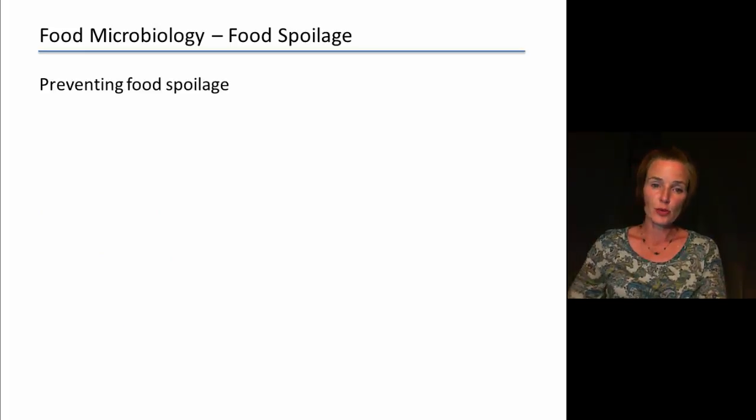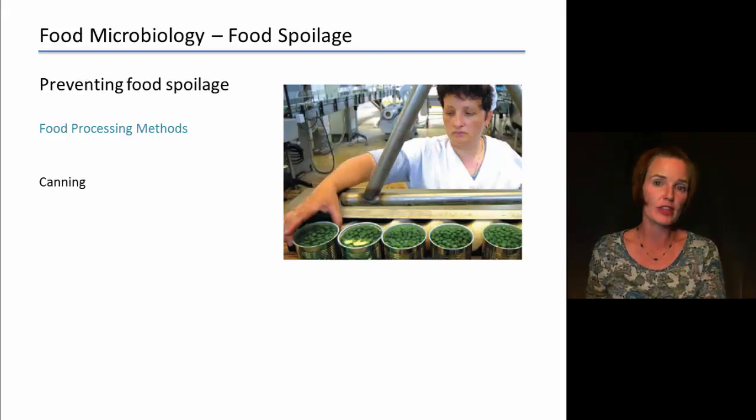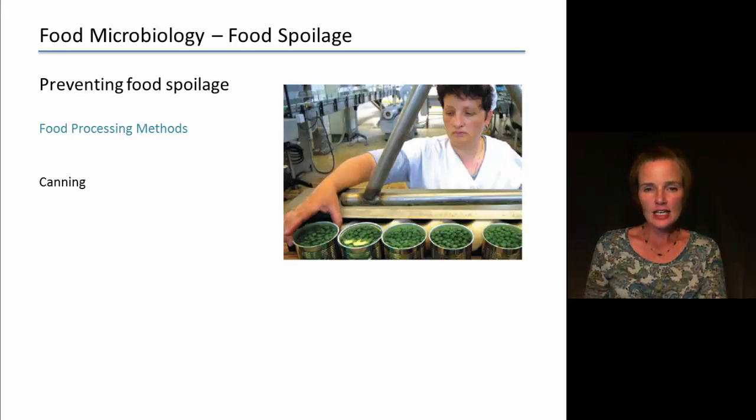To prevent food spoilage, there are a number of steps that can be taken. So one of them is just paying attention to the food processing methods. One common way to process foods commercially is going to be with the canning process. Canning itself is going to use very high temperatures, and it's also going to use high pressure so that most microorganisms that are there, they are going to ultimately be killed.